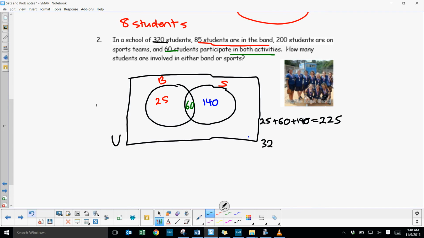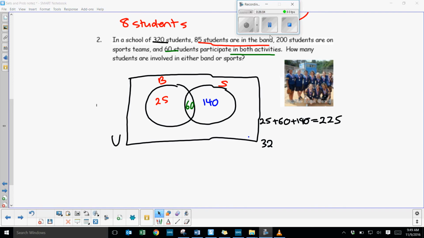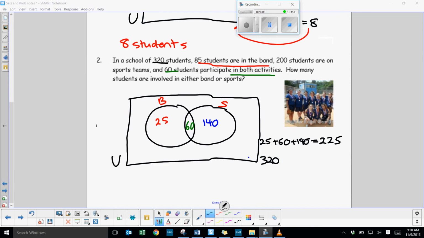Sorry, 320. Oh, it doesn't seem to work. Just 1 second while I pause it to get it going again. Here we are back again after I paused it and closed and opened it again. This has been happening a bit sometimes. The pen's just decided to work.